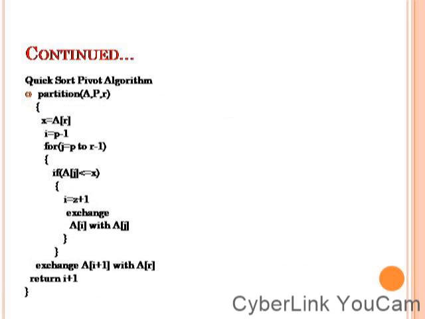Here is the quicksort partition algorithm. Partition(A, P, R): x equals A of R and i equals P minus 1. For j equal to P to R minus 1, if A of j is less than or equal to x, then i equals i plus 1 and exchange A of i with A of j. Then exchange A of i plus 1 with A of R and return i plus 1. This is the partition algorithm.